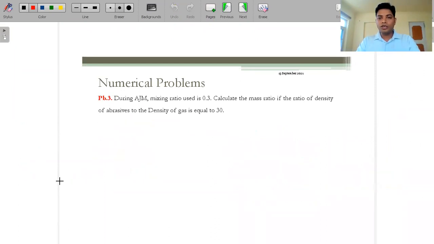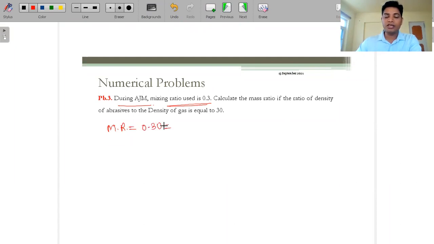Okay guys, so let's move to the next problem. This is the last problem in this lecture as well as in this topic. So during the abrasive jet machining, the mixing ratio used is 0.3. Mixing ratio is MR, that equals 0.3.